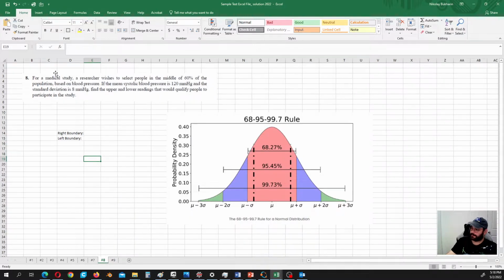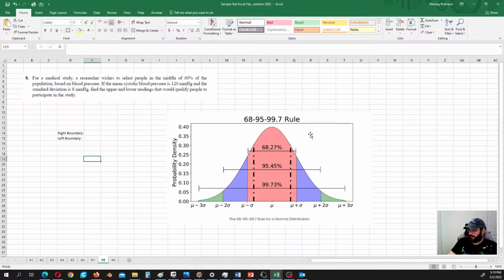Okay, number 8. For a medical study, a researcher wishes to select people in the middle 60% of the population based on blood pressure. If the mean pressure is 120 millimeters of mercury and the standard deviation is 8 millimeters of mercury, find the upper and lower readings that would qualify people to participate in this study.